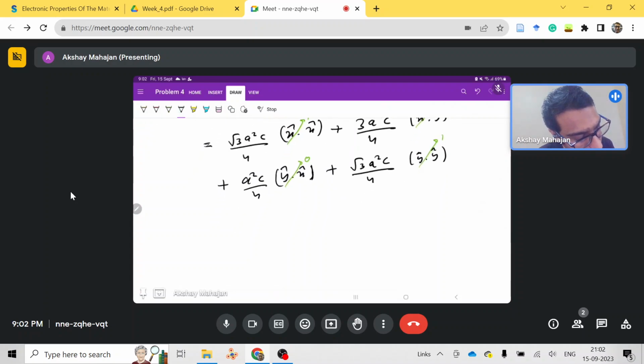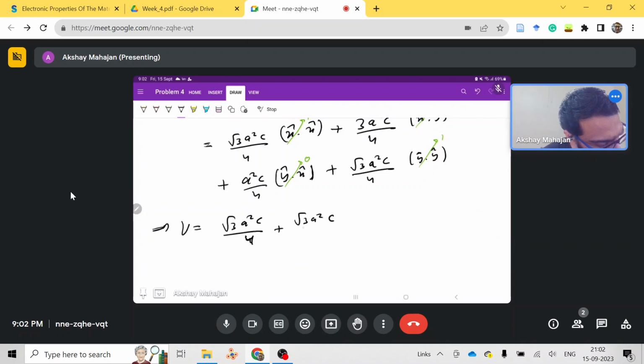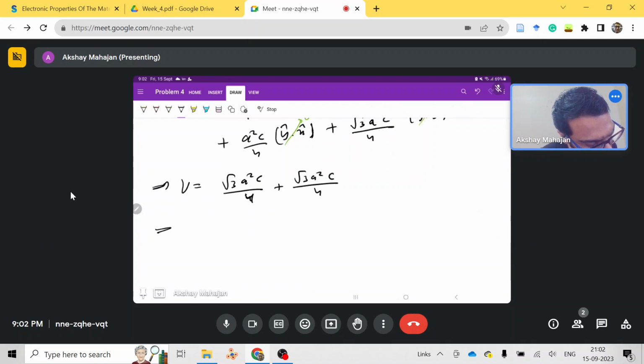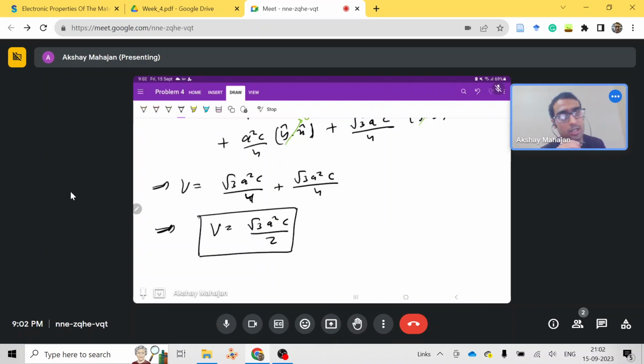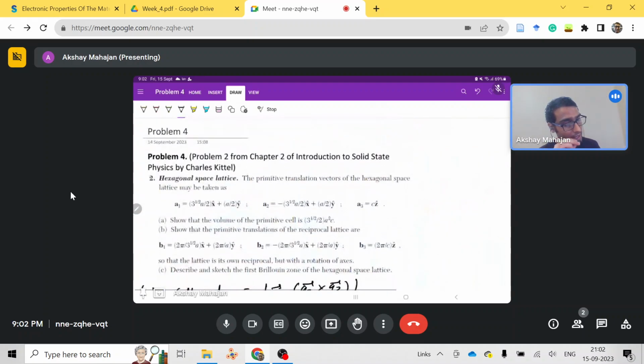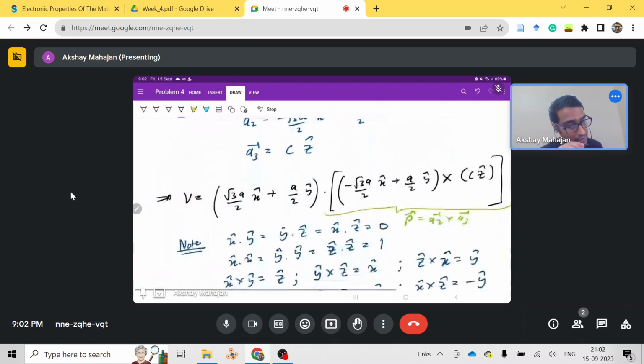Alright, so our volume V will be written as root 3 a square c by 4 plus root 3 a square c by 4. So overall we have volume equals root 3 a square c by 2. So this is the volume of our primitive unit cell of a hexagonal space.